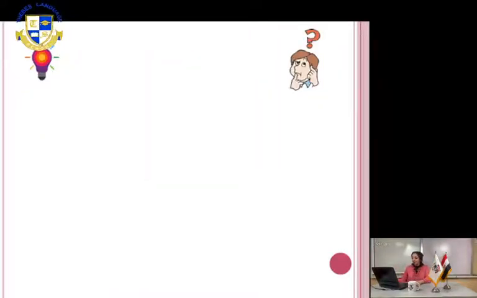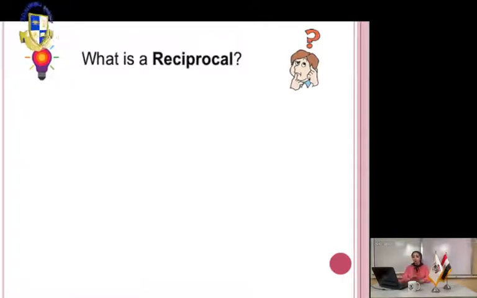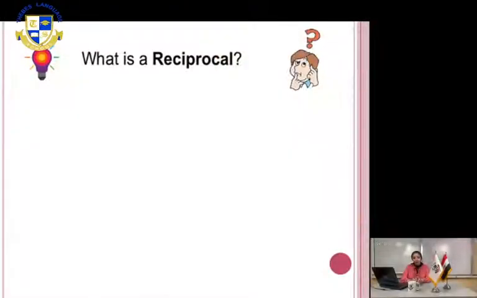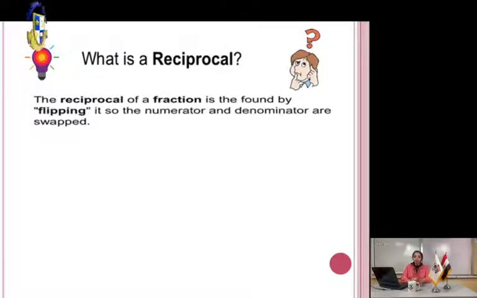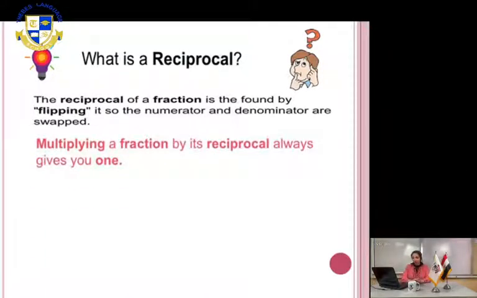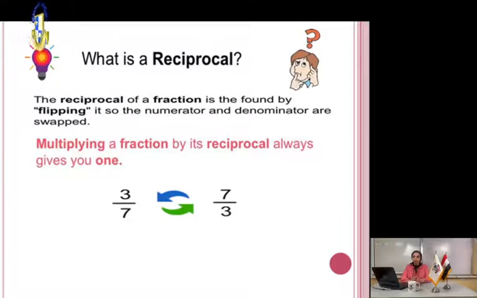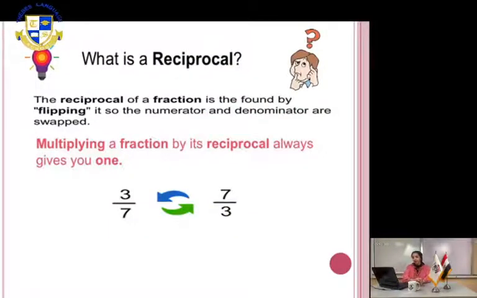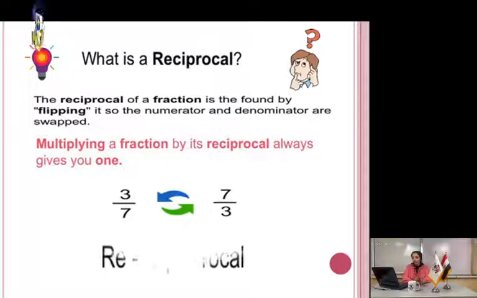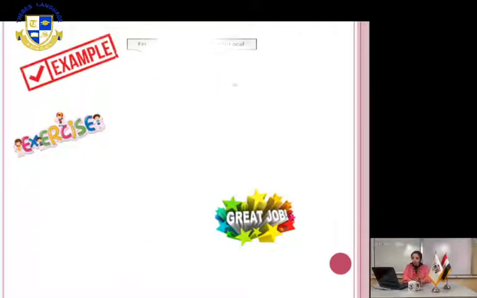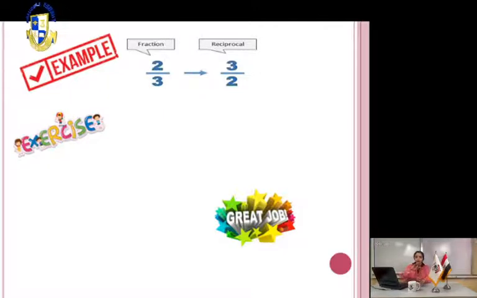Excellent. Another one. Here, what is a reciprocal? What is the meaning of reciprocal? Reciprocal has the same meaning as flipping a fraction. How? We have here 3 over 7. The reciprocal of 3 over 7 is 7 over 3. The numerator and denominator are swapped. Okay? Okay. Like that. If we have a fraction like 2 over 3, I want to get the reciprocal of 2 over 3. So, flip the fraction. 2 over 3 will be 3 over 2.